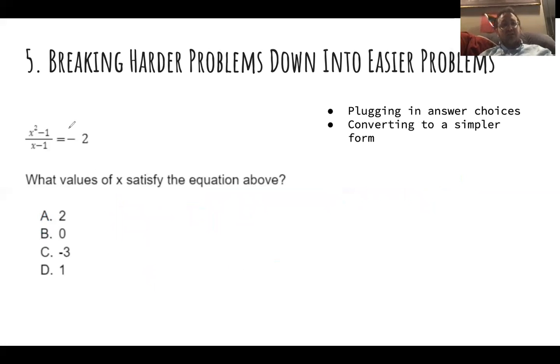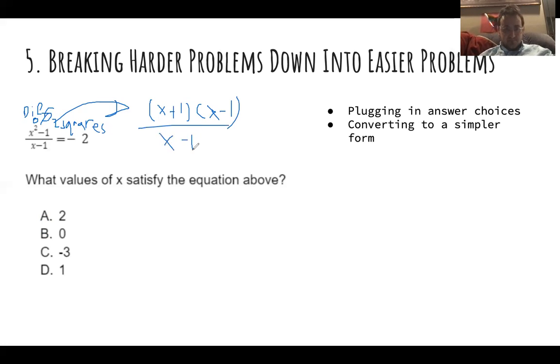Another thing that you could do is factor. So we could see here, if you were in an algebra 2 class, this is a difference of 2 squares. It doesn't tell you to factor, but obviously if you have something with a square in it, you can factor it. Usually this is x plus 1 times x minus 1 over x minus 1. And we can get those to cancel out. So we're left with x plus 1 equals -2.